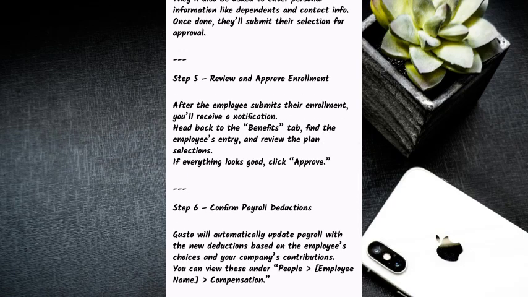Step 6, confirm payroll deductions. Now, Gusto will automatically update payrolls with the new deduction based on the employee's choices and, of course, your company's contributions. You can view these under People, Employee Name, and Compensation.